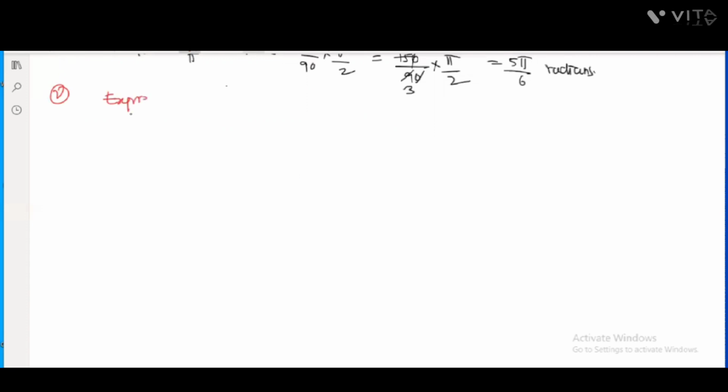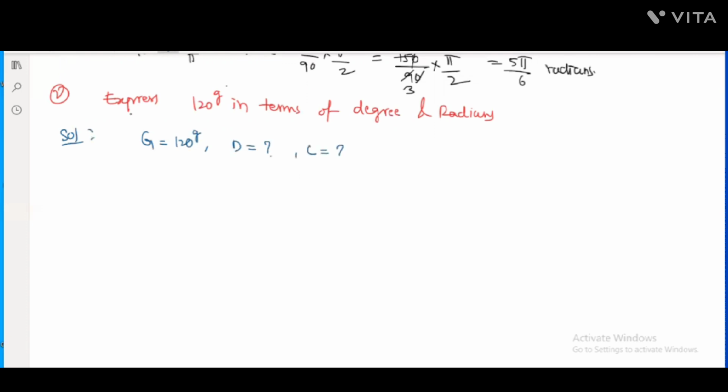Express 120 grades in terms of degrees and radians. Now they are given in terms of grades, meaning they are given the capital G value, that is 120 grades. We need to find it in terms of D and in terms of C.